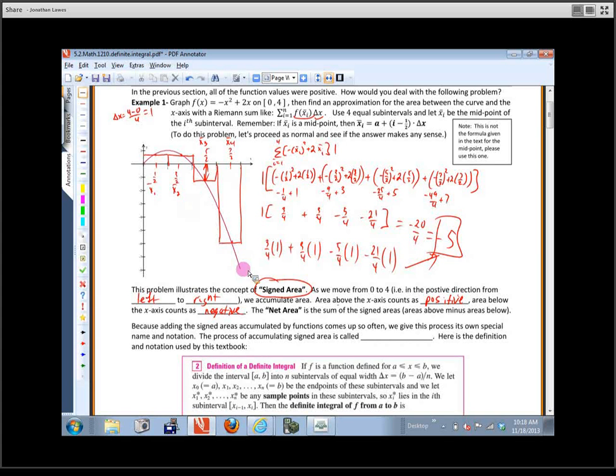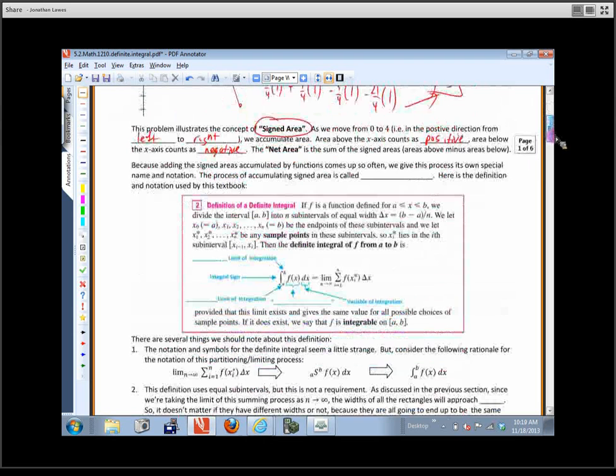This goes way down here. This function value at the end is -8. That's a lot of negative signed area, isn't it? To kind of counterbalance what we accumulated there as positive signed area. Everybody okay with that? Okay, so as we're accumulating from left to right, as we move in the positive direction, anything above counts as positive, anything below counts as negative. Positive signed area above, negative signed area below, combine them together, that will give us our net area. So this is our net area in this problem right here, okay?